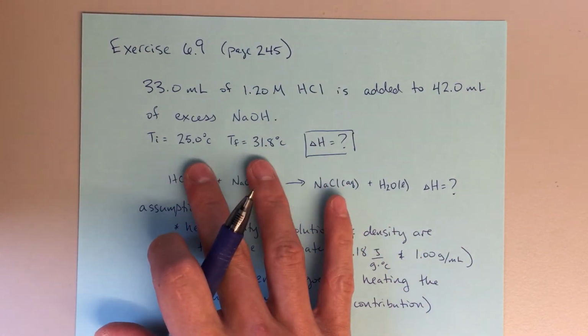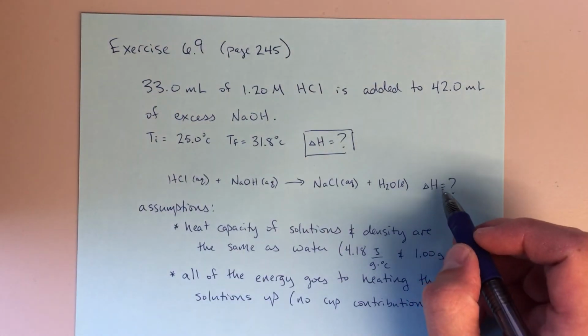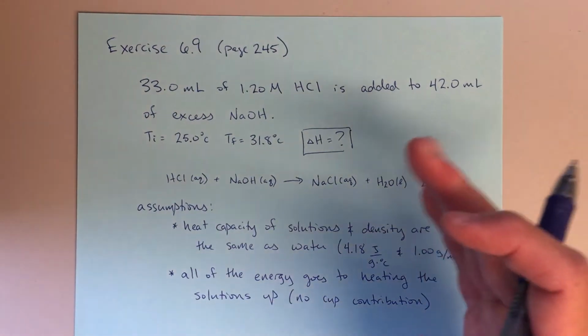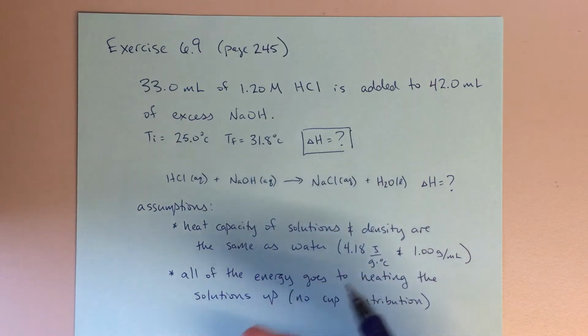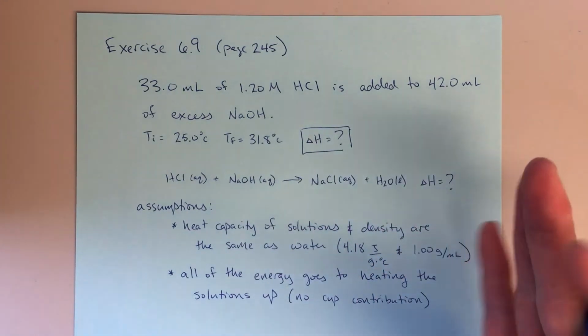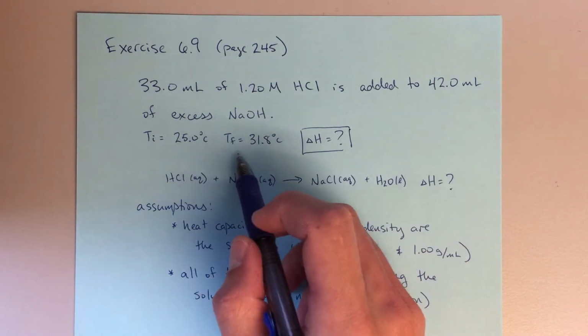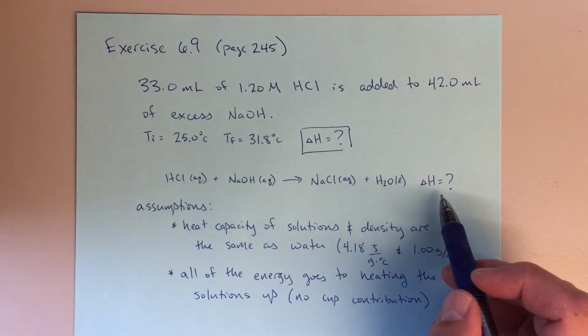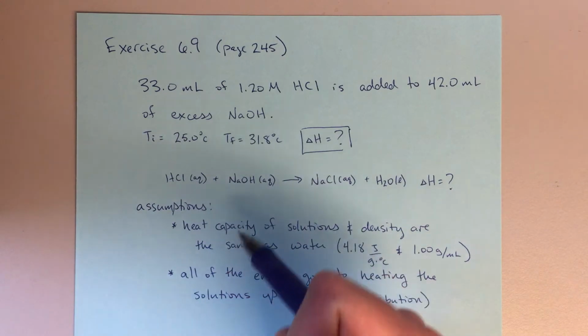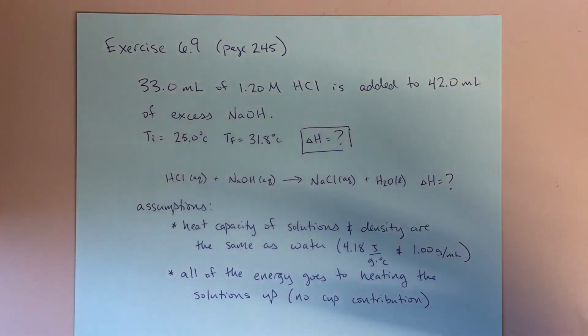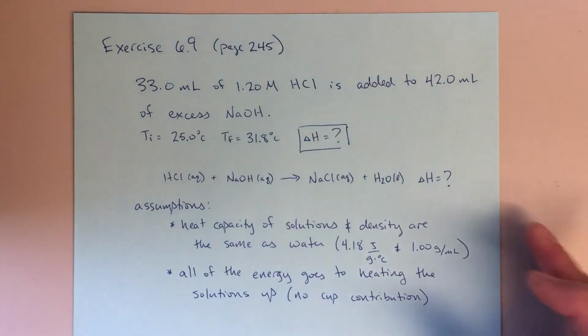So right away, I'm thinking to myself that this delta H is going to be negative, right? In my calculations, I might end up with a delta H or a Q value that's positive. I might get confused by the signs. But the first thing I'm going to say is that I know this delta H has to be negative because this solution gained energy, right? It gained energy because the temperature went up. So keep that in the back of my mind as well.